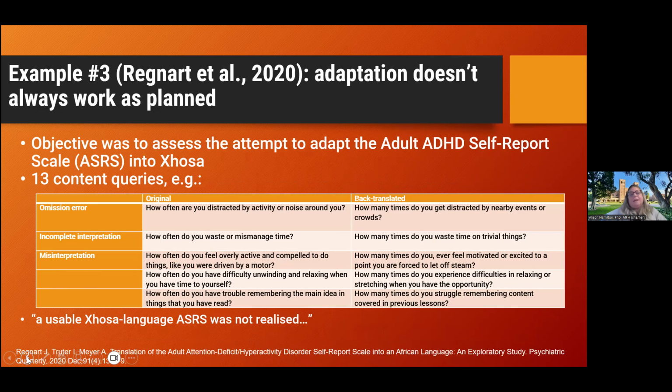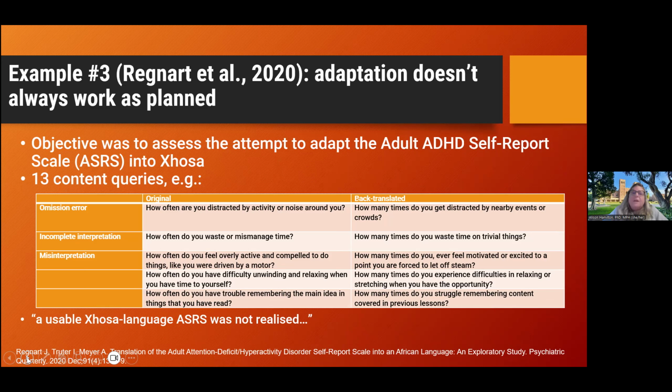And finally, in this example, they were adapting the adult ADHD self-report scale and show how adaptation, even with careful processes, doesn't always work as planned. So this is really important when we think about using CBPR to develop our surveys and our measures, is that it's not a perfect process, and sometimes we're not even going to end up with a usable measure. As hard as that is to swallow, that might happen.